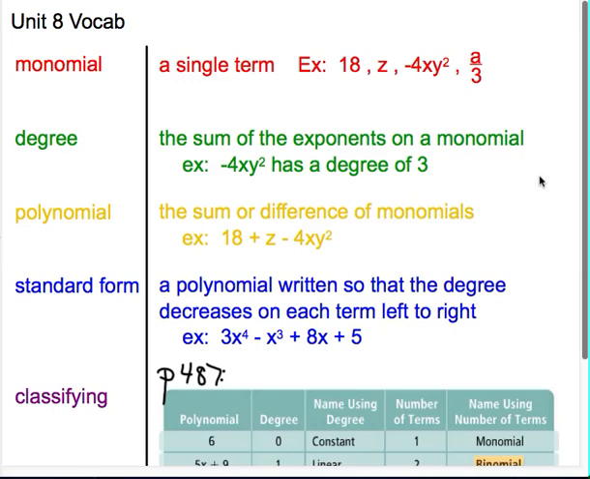which is on polynomials. We have a long list of vocab today, lots of new terms to take a look at. Our first term is monomial. And a monomial is any single term. So if you remember that mono means one, then you'll remember that a monomial is a single term or one term. I've got 4 examples of a monomial.